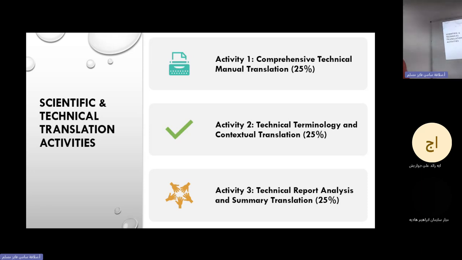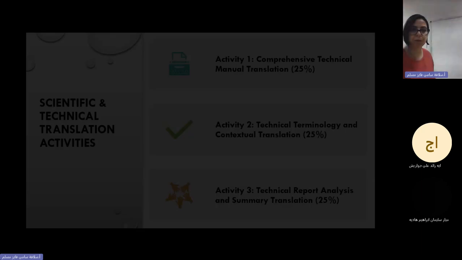Activity number 2, technical terminology and contextual translation. This is fairly easy, an easy translation. You have words in English, you have words in Arabic, and you will have to match them, okay? And then you have a small paragraph where you have to translate it. And the final one is technical report analysis and summary translation. This is a little bit longer. Okay, but we will do them.